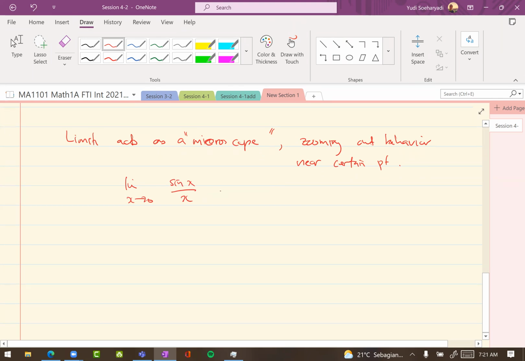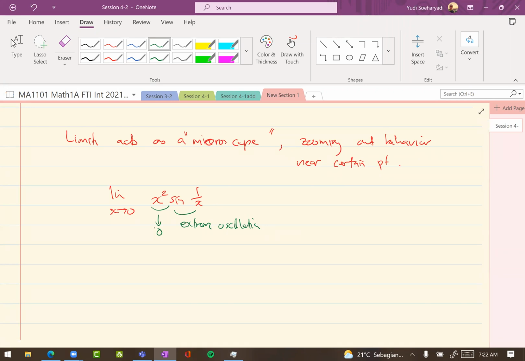So then an example here is this one: x squared sine 1 over x, limit as x goes to 0. All right, so now we know sine 1 over x has extreme oscillations, and x squared is going to 0. But you cannot just multiply them directly, because one has a limit but the other one doesn't. So you cannot just use the multiplication property of limits. So somehow you have to magnify the behavior close to 0.